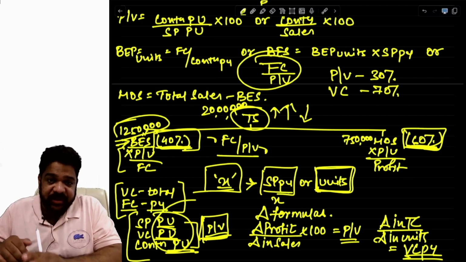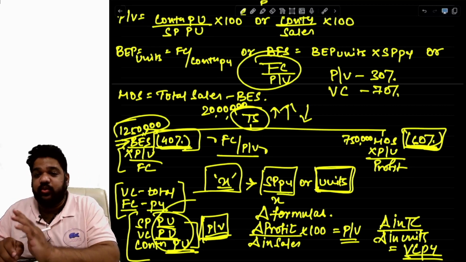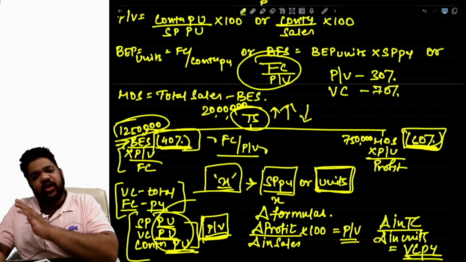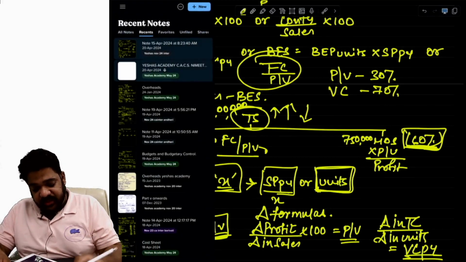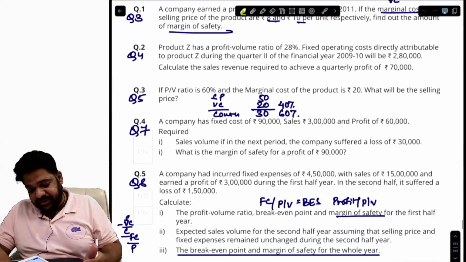The rules remain the same. Do not tamper with the rules. Once you keep the rules correct, your answer will be found automatically. Now, let's quickly note through the important questions.